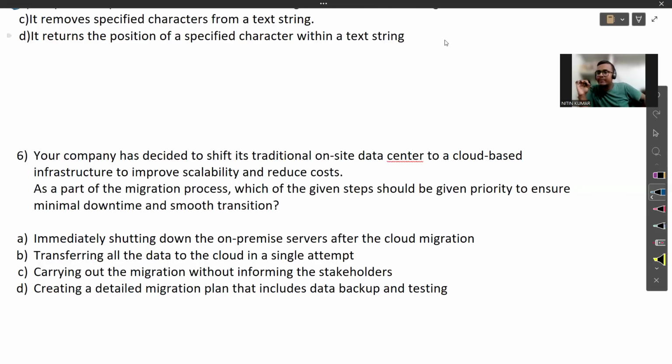Now, what is minimal downtime? Let's take an example. If you have a cookie shop or a sweet shop, any shop, and you want to shift it to a bigger shop, then while you are shifting, since your energy would be invested in the shifting period, your shop will be shut down for 2 or 3 days. So that is called downtime in general.